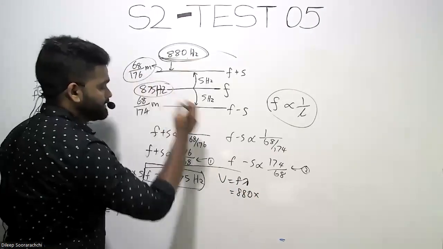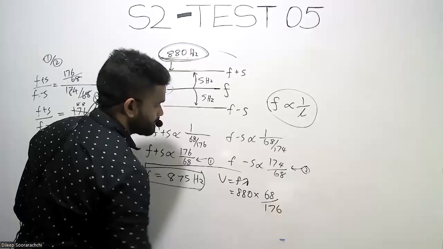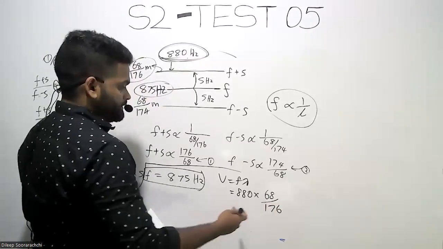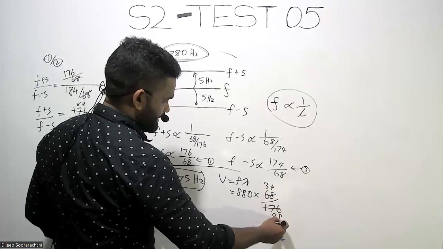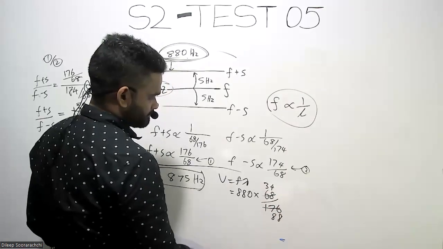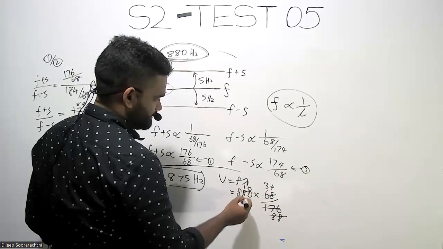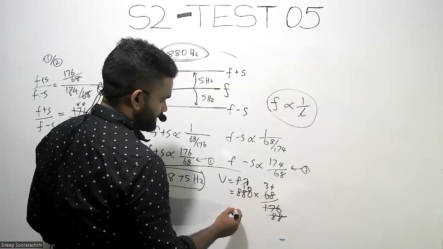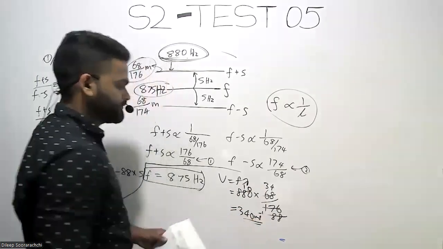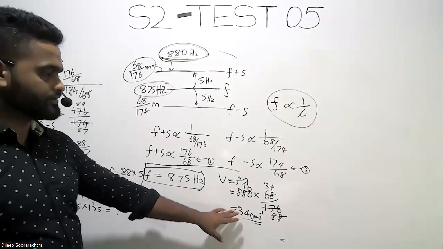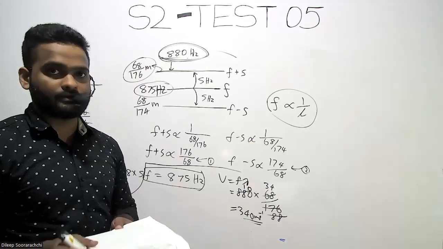Wavelength is 68 divided by 176. So this is 34, 8, 8. The 8 means you can just cancel this off. 10 times 34, that is 340 meters per second exactly. So this is the velocity of the sound. So the answer should be the third one for the 7th question.